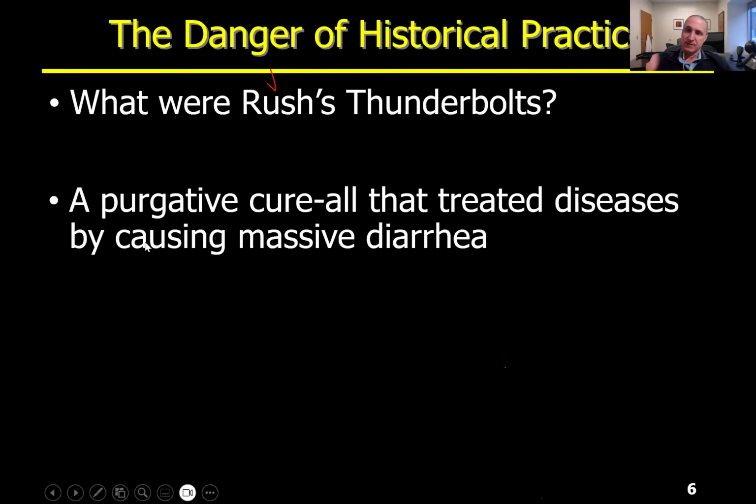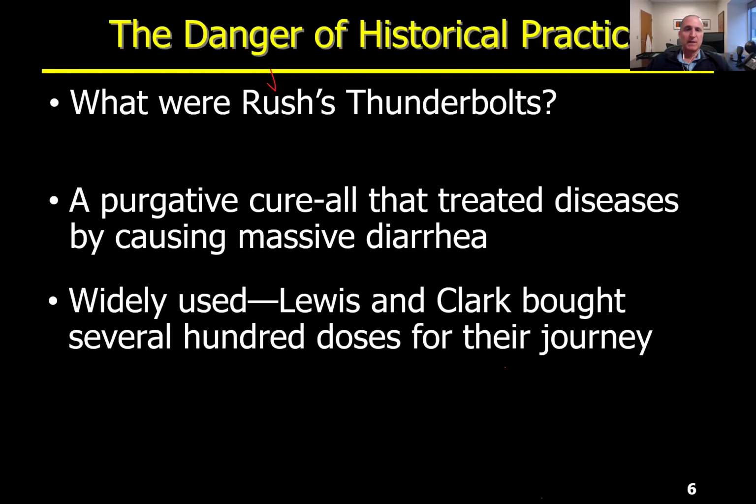And this is, again, also true. They were so popular at the time. These were the principal medications Lewis and Clark purchased. They purchased several hundred doses of them to take with them on their journey out west and back. And in their journal, they actually frequently documented administering Rush's Thunderbolts to their colleagues for various ailments, thereby successfully inducing voluminous diarrhea.